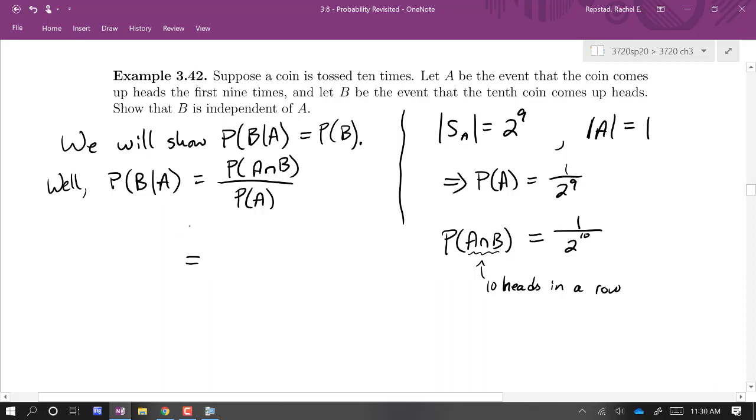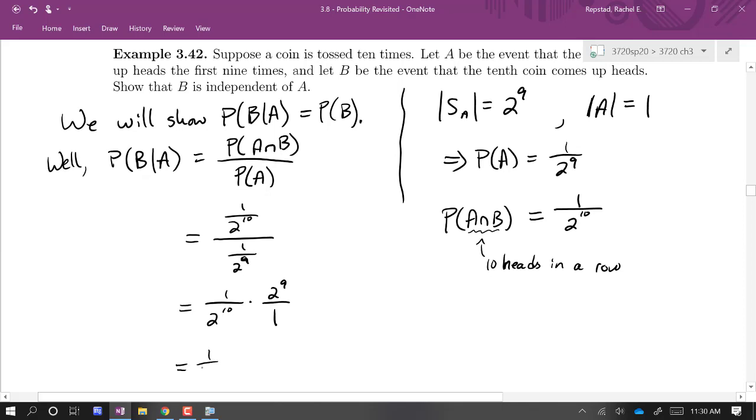Using these values over here on the left now, the probability of A intersect B is 1 over 2 to the 10th. I'm dividing that by 1 over 2 to the 9th. So this is 1 over 2 to the 10th times 2 to the 9th over 1. We do some canceling and we get 1/2. This is the probability of B given A, which is equal to the probability of B. If I just consider that one coin tossed, that 10th coin that's tossed should have a 1/2 probability, and that's what we find. So we find that A and B are independent.